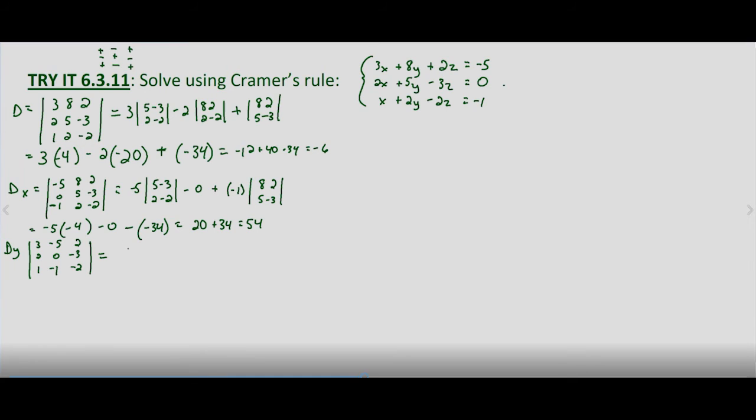So negative, negative 5 is just 5 times 2, negative 3, 1, negative 2. Now we have a plus, but it's going to be 0 again. And then we have a minus negative 1. That's just a positive 1, so plus.